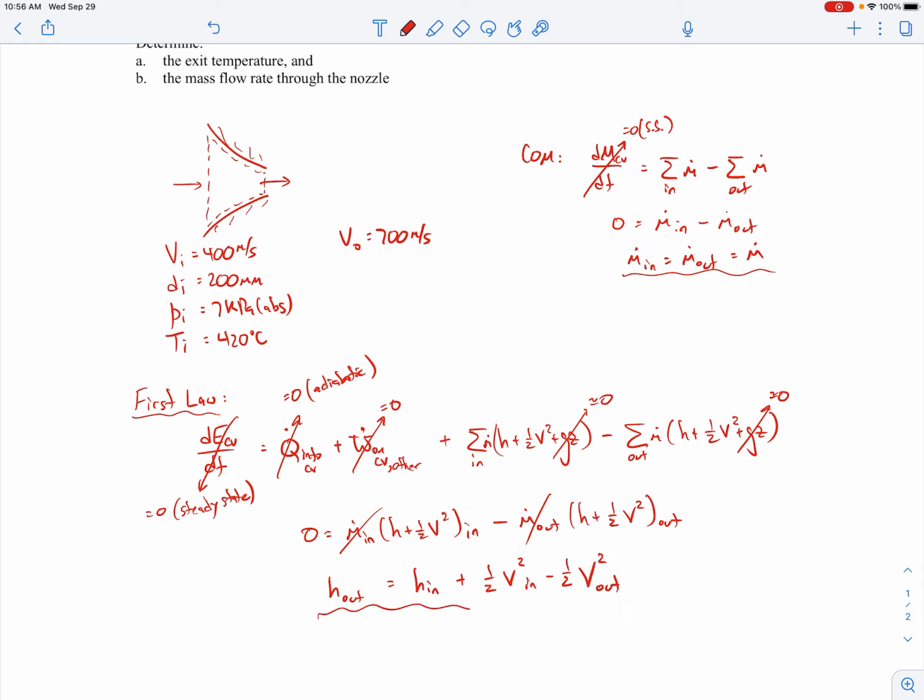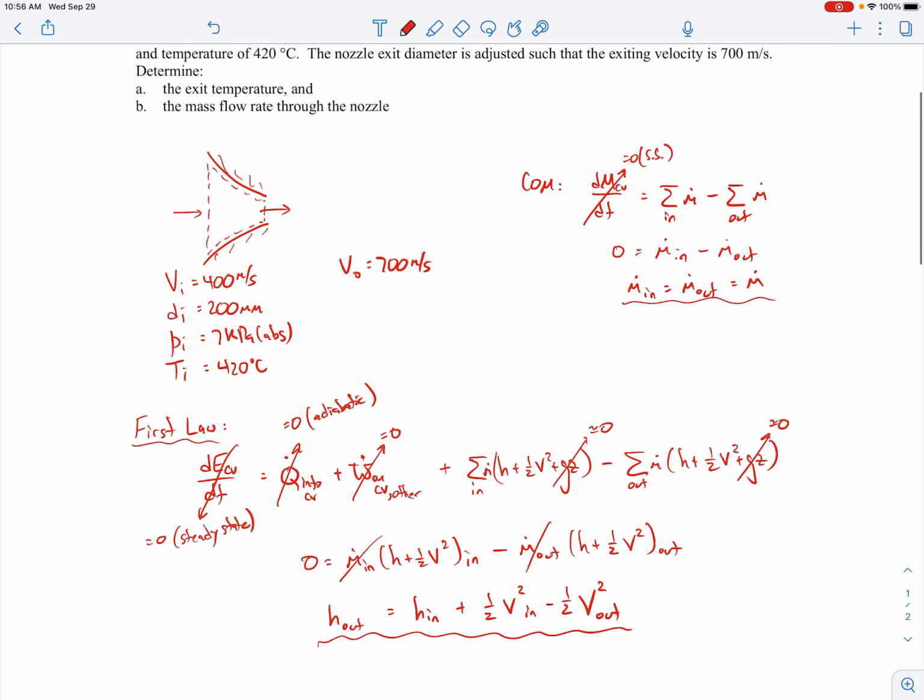Okay, so that is now our first law expression. At this point, let's think about what we know. We're dealing with air. We'll assume that the air is an ideal gas. If it's an ideal gas, then the specific enthalpy is a function only of the temperature.